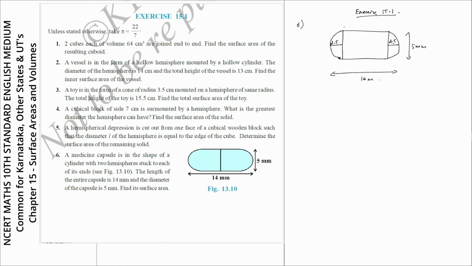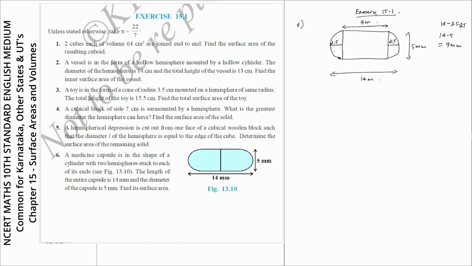So what is this length? This length is the total length 14 mm minus 2.5 minus 2.5. So 14 minus 2.5 minus 2.5, that is 14 minus 5, which is 9 mm. So this length is 9 mm.